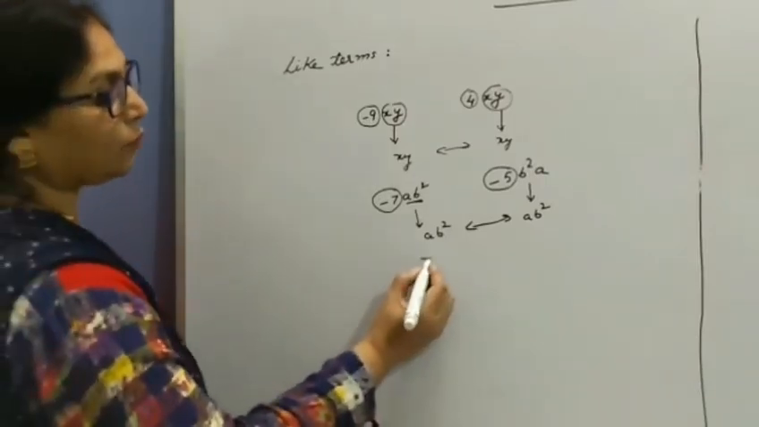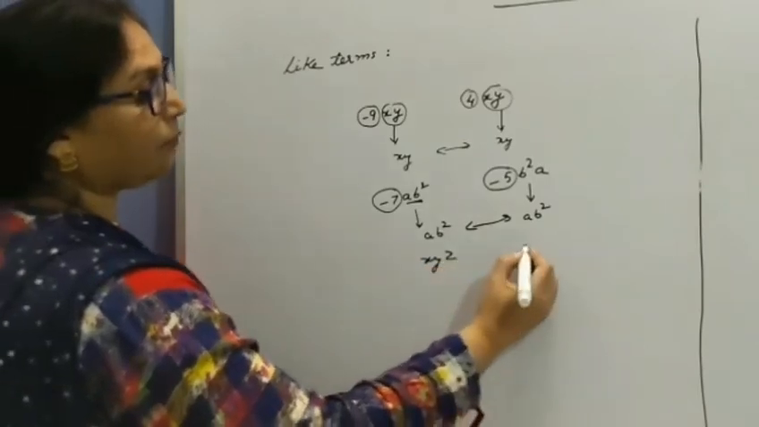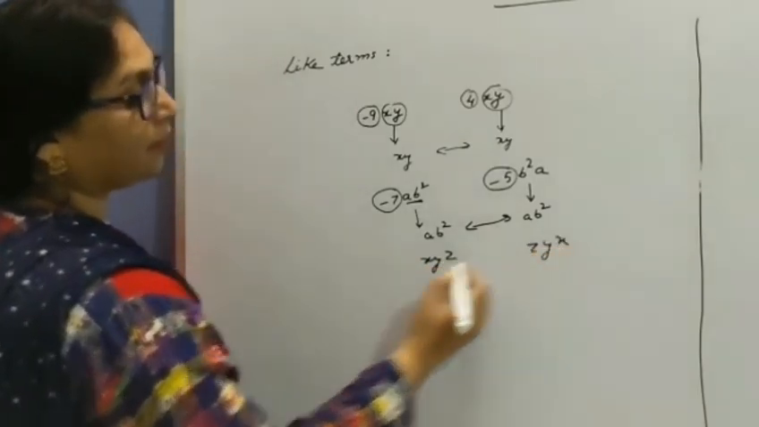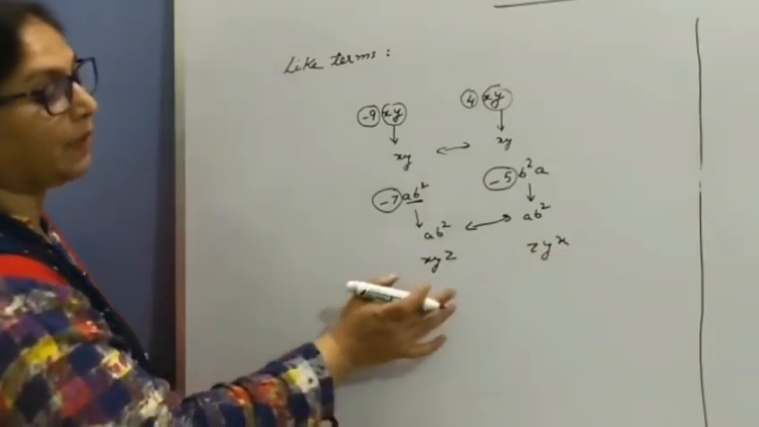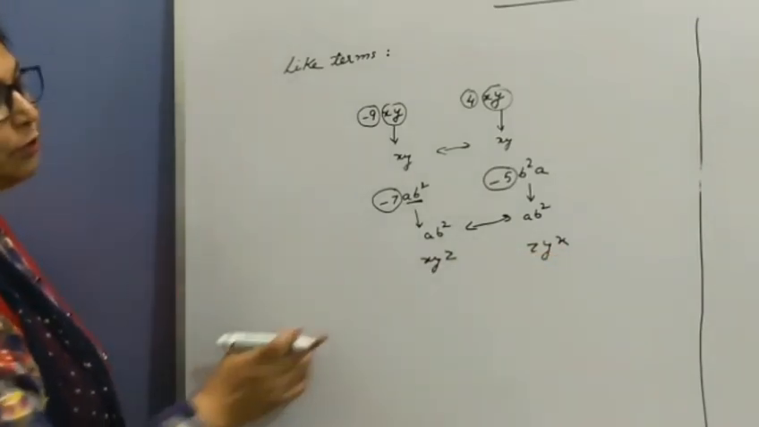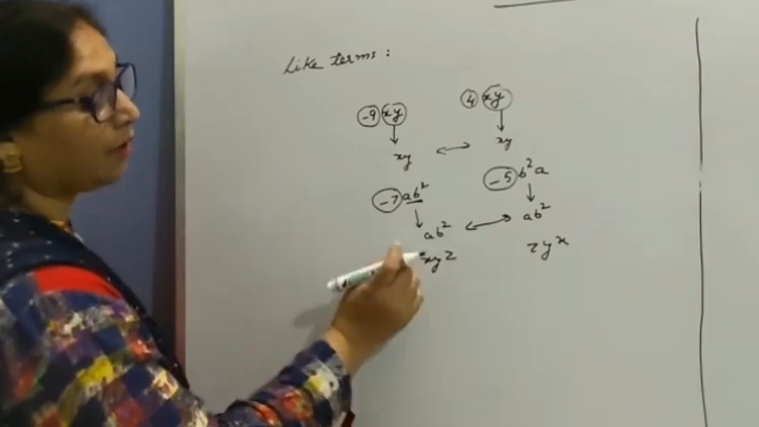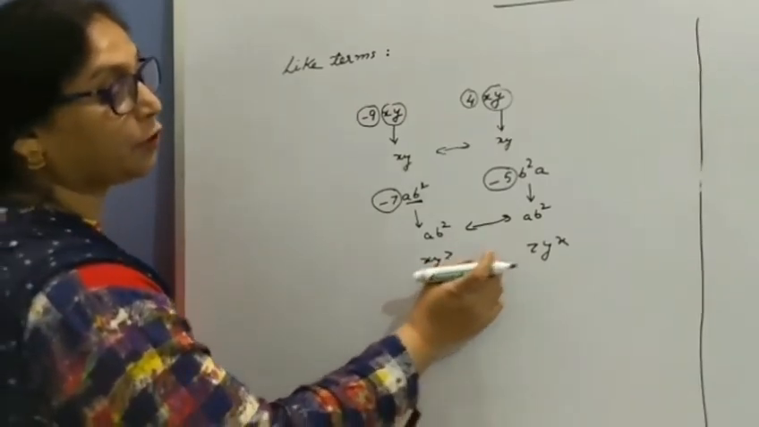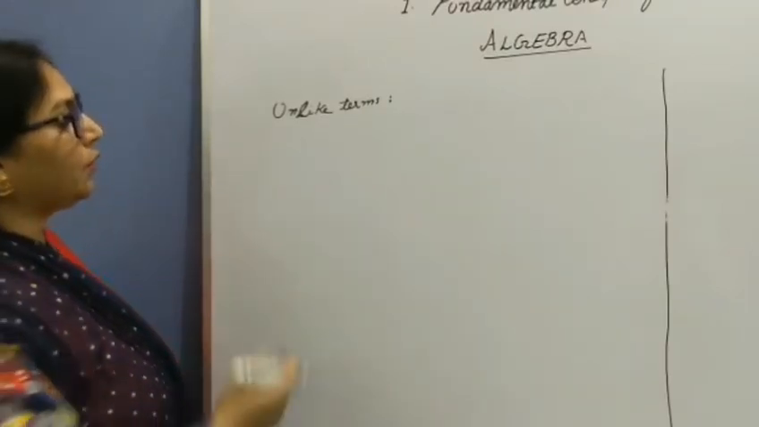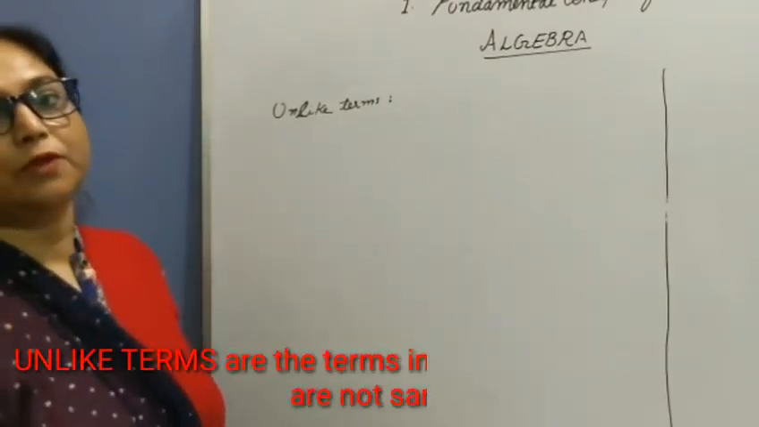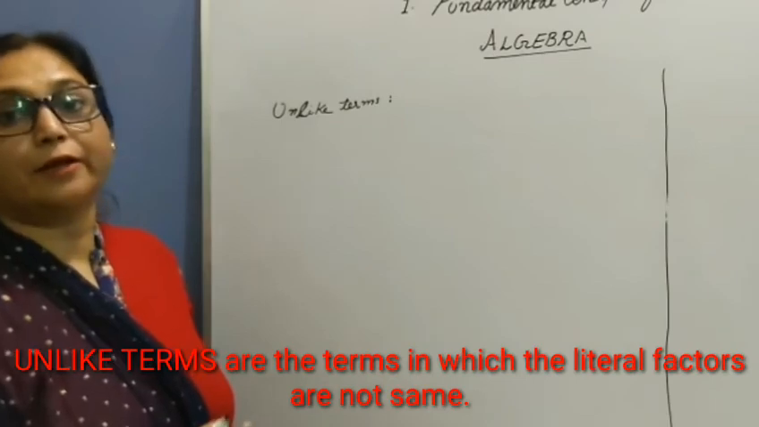We can't say that xyz is not equal to zyx. They too have the same literal factor. The order doesn't count while comparing the literal factors. It should be exactly the same in numbers, meaning the number of x, number of y, number of z should be the same in both the terms. Thereby we can easily reach the conclusion: unlike terms are the terms in which the literal factors are not the same.